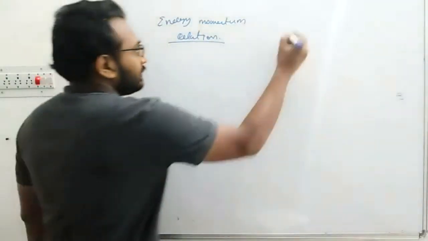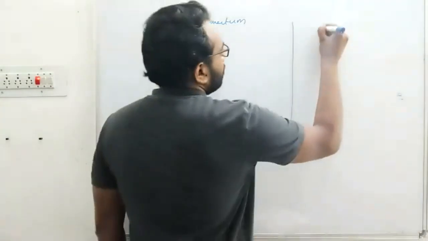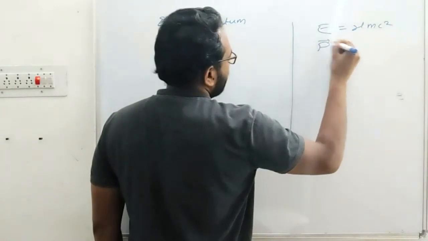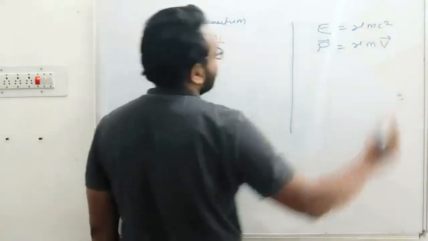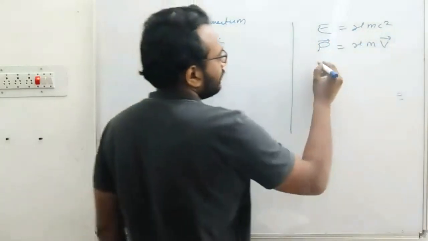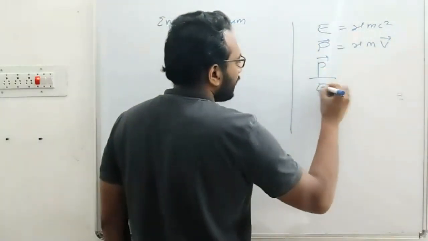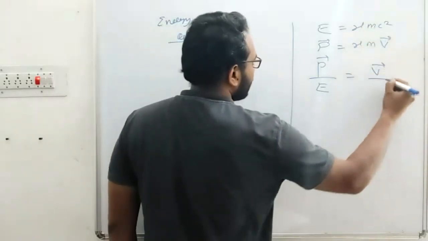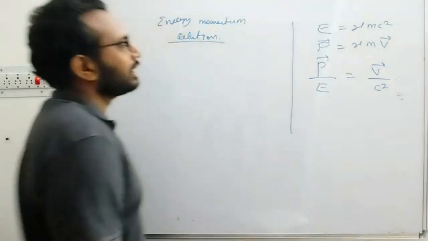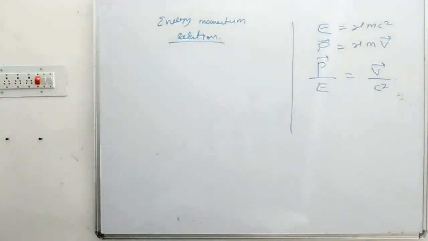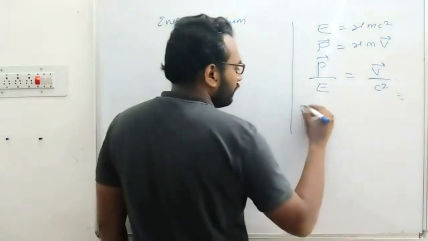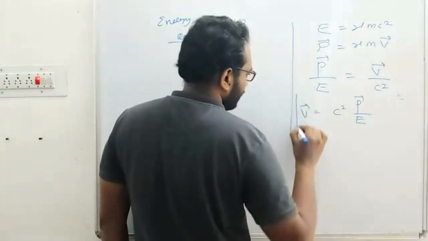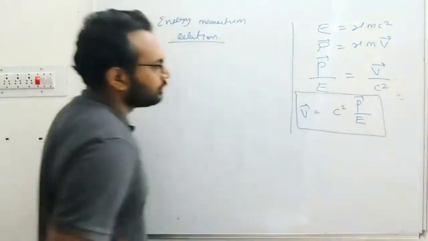That reminds me of something else; I forgot to tell this. We have E equal to gamma mc square, and P equal to gamma mv, that's the momentum. If you look at this, you see a nice relation. P vector by E is equal to v vector by c square, as gamma gets cancelled. So you see that v vector is equal to c square multiplied by P vector divided by E. Is this correct?